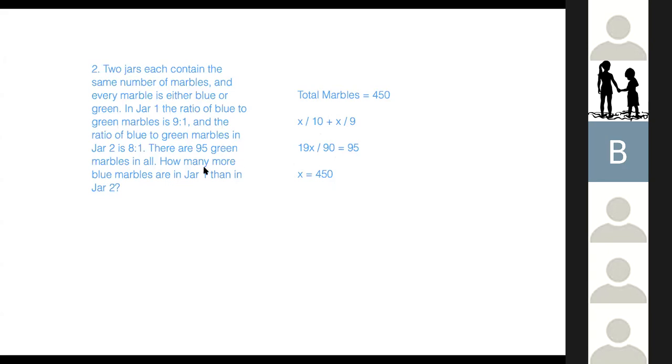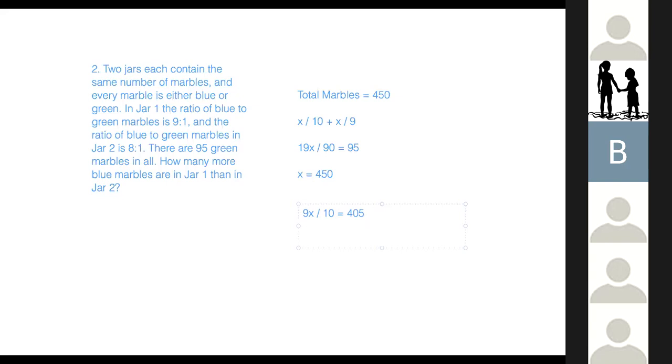Now the final question is, how many more blue marbles are there in jar 1 than in jar 2? So for that, we just need to compute the blue marbles. In the first case, it's 9x over 10. So in this case, that would just be 405.